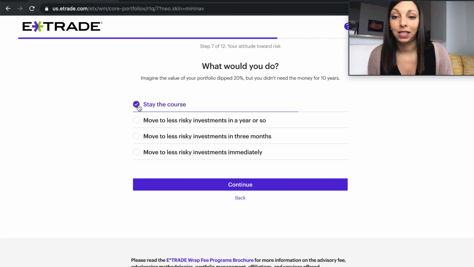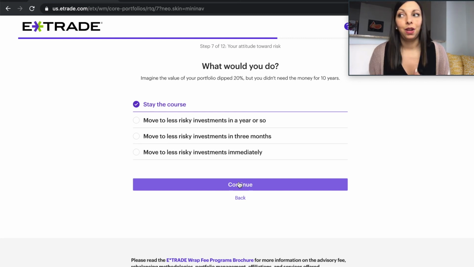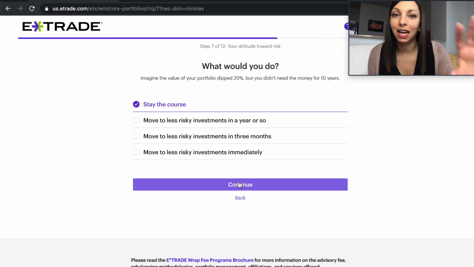For me, I would stay the course because I've seen what happens with markets, right? They go up and down. If you pull out in the short run, you could really hurt yourself. But again, go with how you feel for these answers. This is designed to create a portfolio that you're going to be happy with.